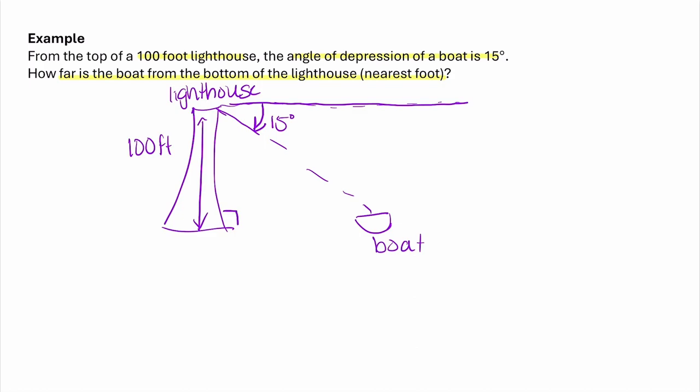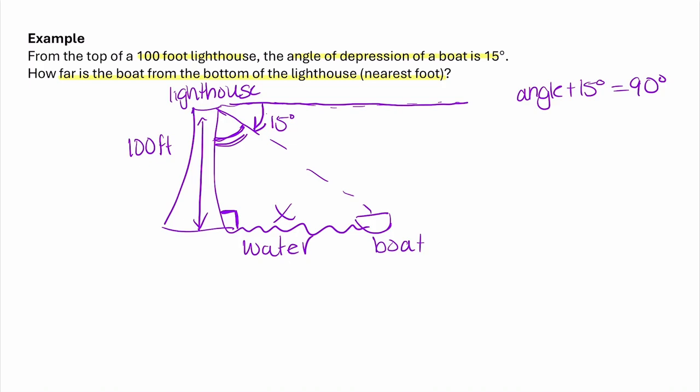What's happening is this lighthouse is going to form a 90-degree angle with, let's just say this is the water. So what we need to do now is figure out what this angle is, because it's what we need to solve for the missing value in this triangle. The missing value is this distance right here. The way these are set up, this 15 degrees and this missing angle add up to 90 degrees. So the angle we need plus 15 degrees equals 90 degrees. With a little bit of algebra, we find that that angle is equal to 75 degrees.